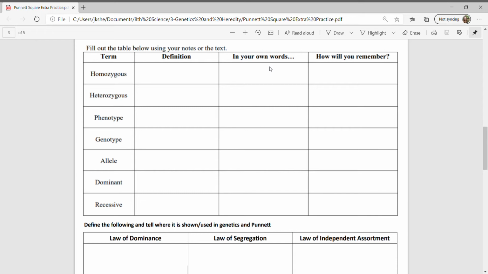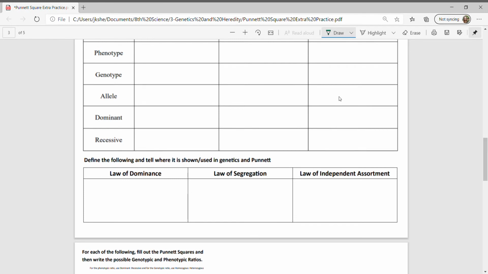So this is just saying, like we talked about in school, how homo means same. So you might write over here, homo equals same. So things like that. So you'll fill out this section for vocabulary.